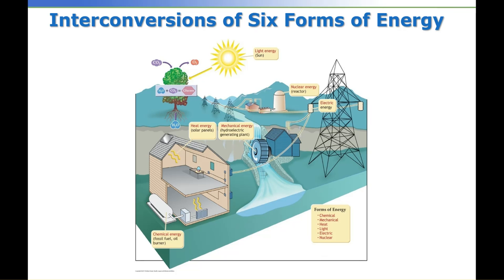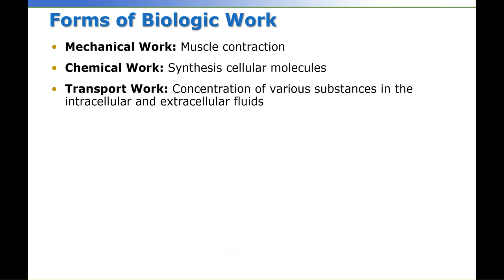Heat energy, solar panels, mechanical energy, example, hydroelectric generating plant, electrical energy there. So it talks about all of them there. Light energy, chemical energy, fossil fuel, oil burner. Okay. Forms of biological work.